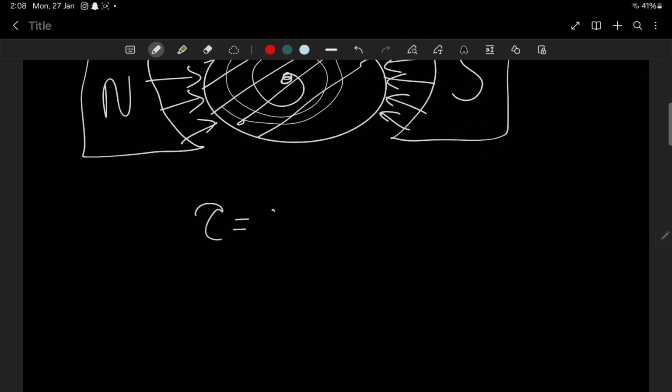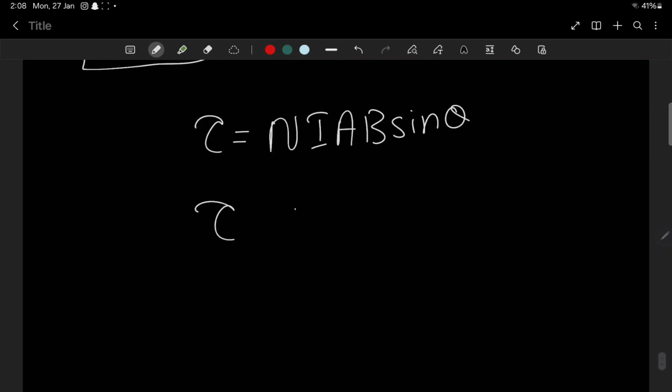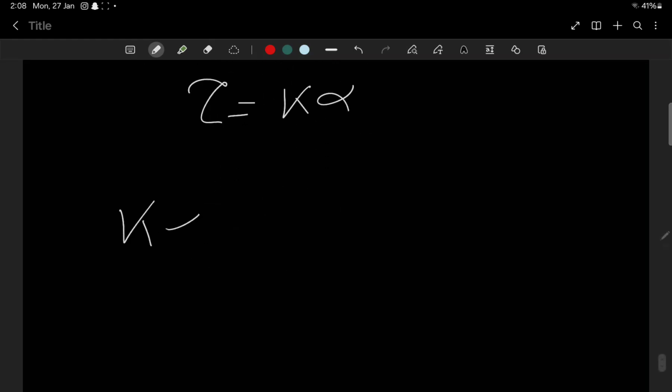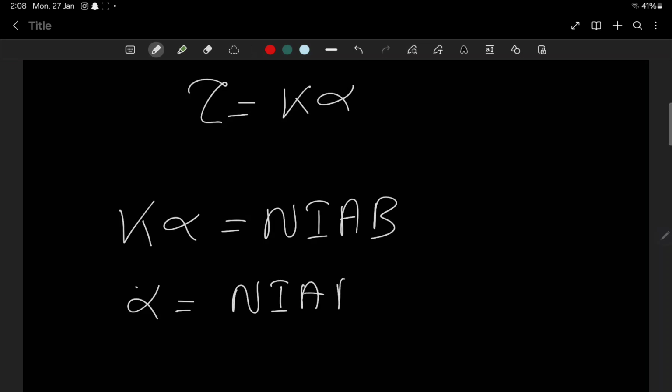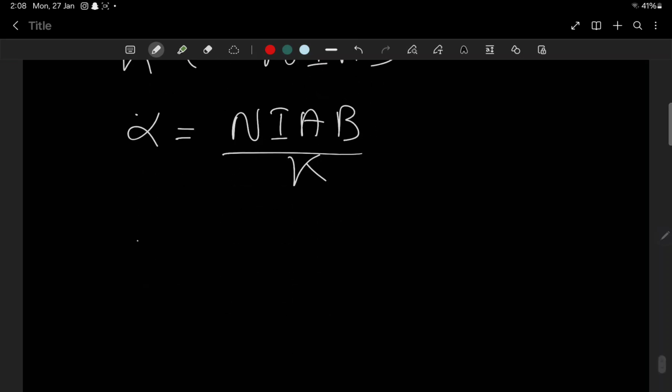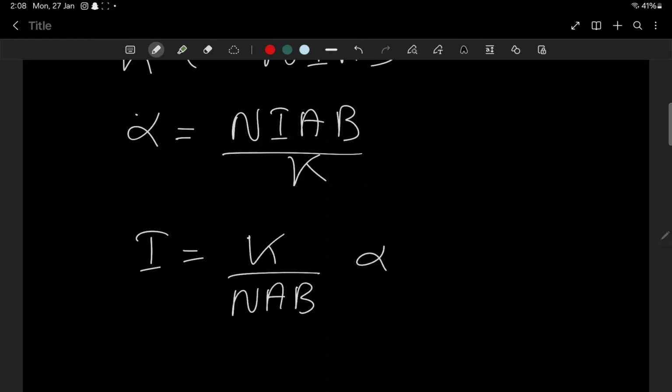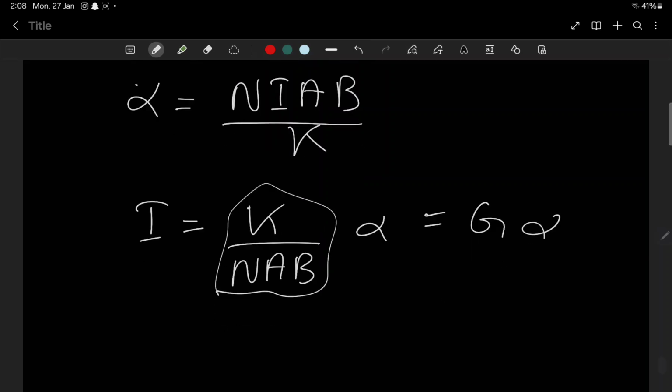You know that tau equals NIAB sin theta. We proved it above. So tau is directly proportional to alpha, the angle. Tau equals K alpha. Now K alpha is equal to NIAB. Therefore alpha equals NIAB by K, so I equals K by NAB into alpha, that's equal to G into alpha. This G is called the figure of merit.